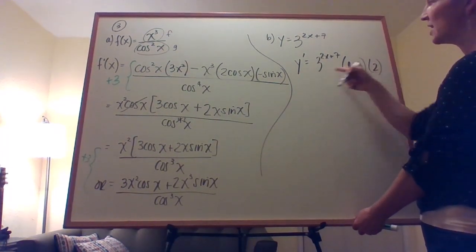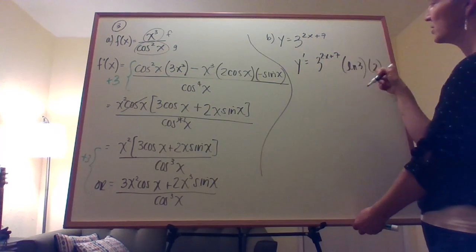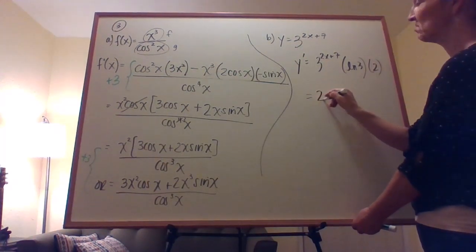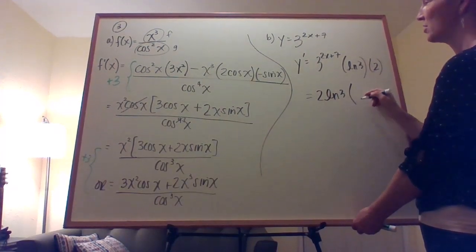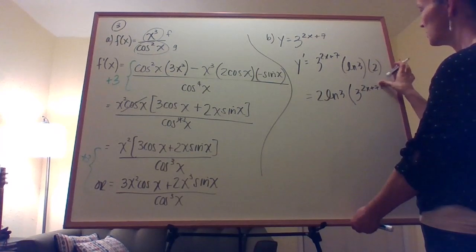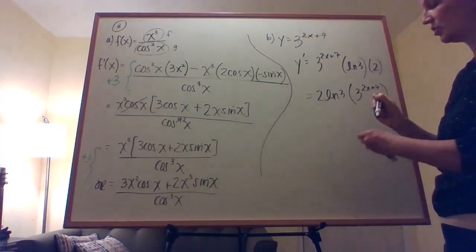Not a whole lot you can clean up here. This is a base with an exponent. It can't be combined with the 2 or this. So really that's my answer. Maybe you could write 2 natural log of 3 times 3 to the 2x plus 7. But that's pretty much it.